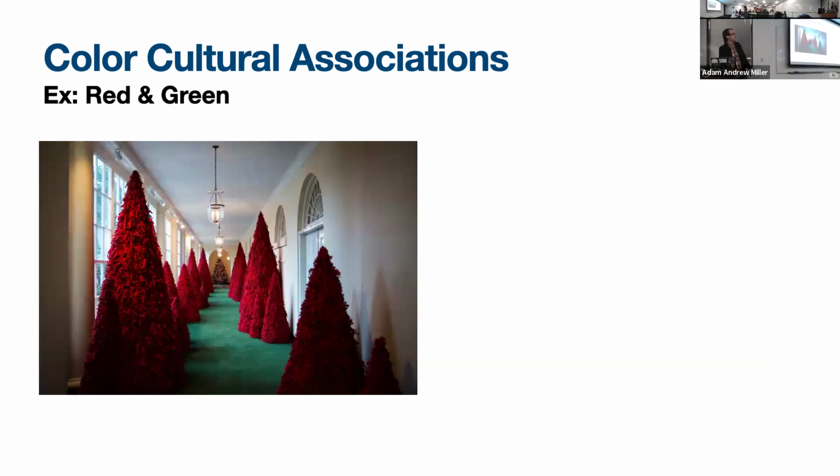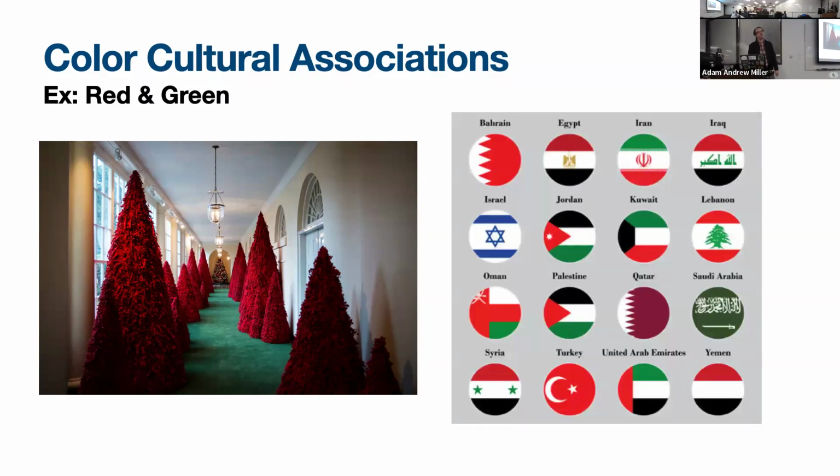This is an example that I really like. Red and green, at least in the United States, and I think in Europe, are colors that are associated with Christmas. So this was the White House Christmas decorations. I think it was very controversial, but it illustrates the point that red and green are very strongly Christmas colors. Red and green are not Christmas colors everywhere. Red and green are strongly political colors in certain parts of the world, right? And you can see from this color distribution that it's reflecting different cultural backgrounds.